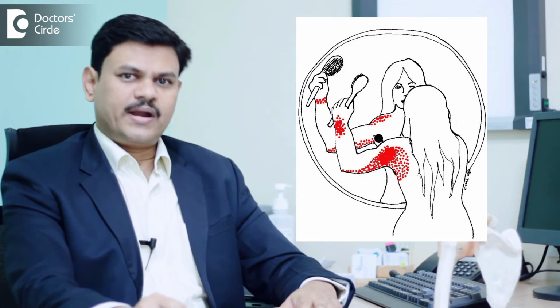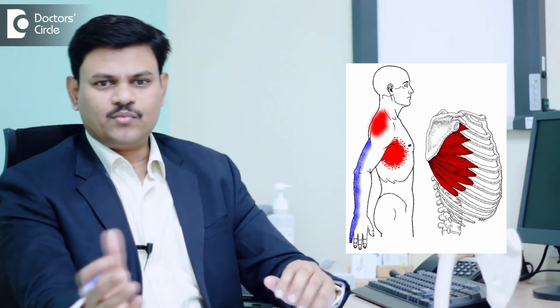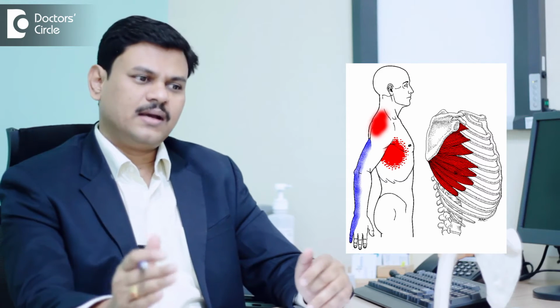If a patient has a rotator cuff tear, he will complain of pain and inability to do overhead activities. Actually, a rotator cuff tear can be a small tear or a bigger tear. A patient with a smaller tear will have pain in the shoulder joint, limited range of movements, and will have a loss of strength.